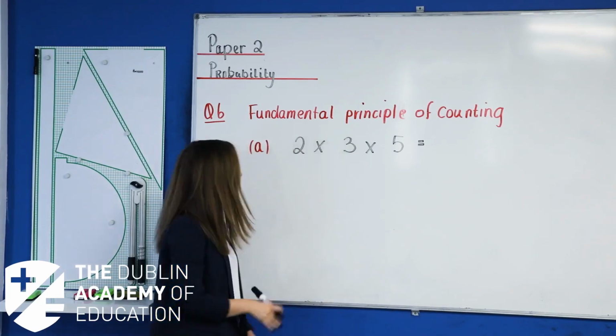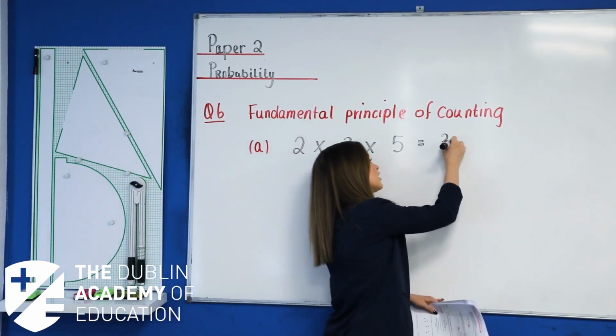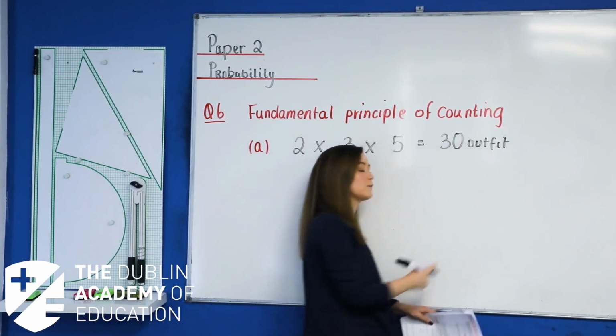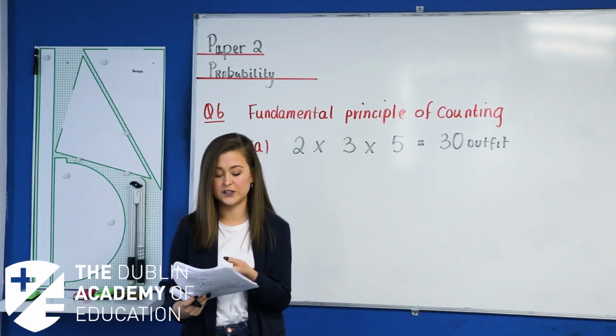Pop it straight into our calculator. 2 times 3 is going to give me 6. 6 times 5 is going to give me 30. So we have 30 different outfit or kit options there.